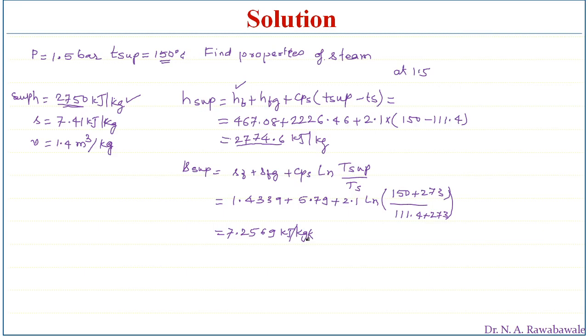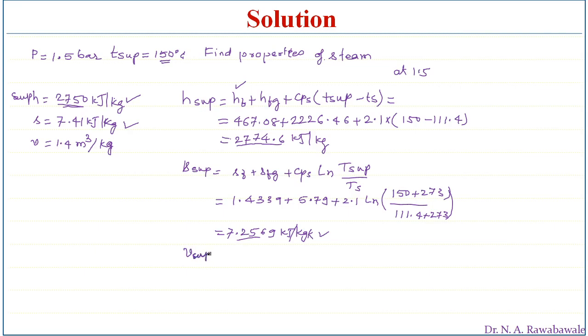degree Kelvin. So here by graphical method we obtain it as 7.41. Here we obtain it as 7.25. So there will be minor difference between the values. The accuracy of the results obtained by using formula is more than the accuracy of results obtained from the graph, Mollier chart.